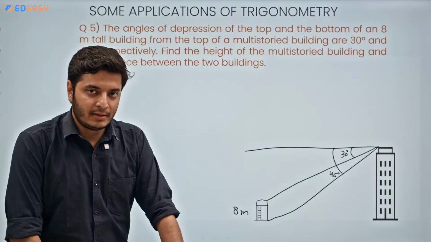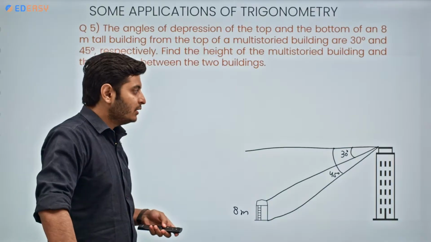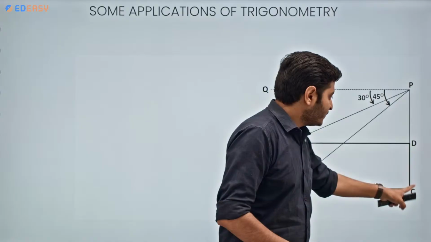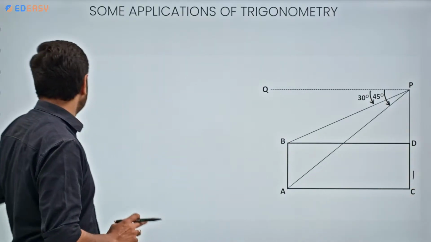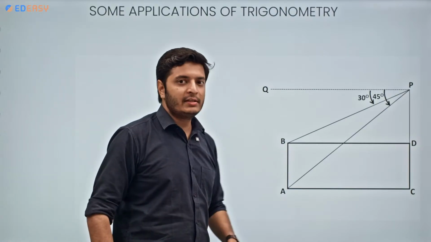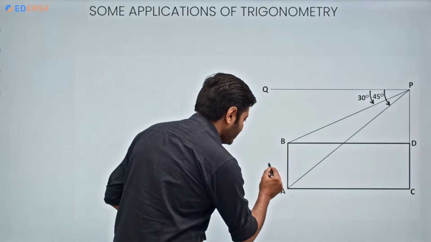The kind of diagram or figure that you will create will look something like this. Here, this PC is representing the multi-storied building. One second. AB is representing the smaller building. The height of AB is 8 meters.